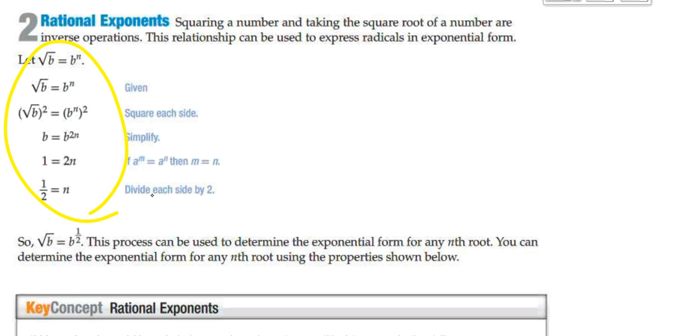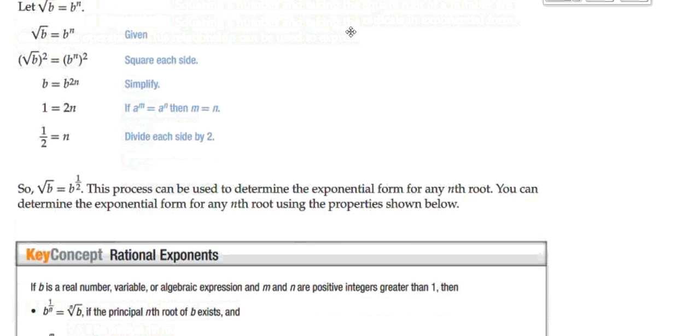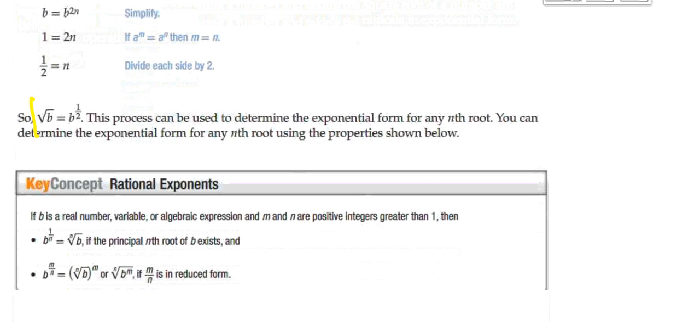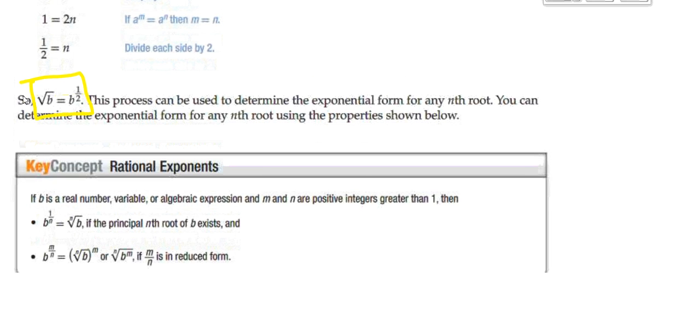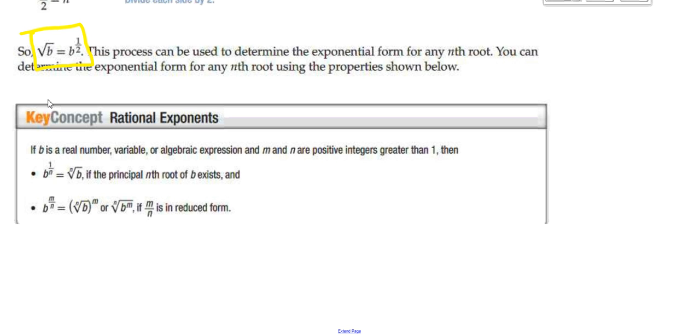So that's just this development at the top of this slide, so I'm not going to reread that. But the big thing we want to get out of that is that the square root of b is b to the 1/2, and we can do that for any nth root. And this next piece here, I do want you to write about rational exponents, but I think this is a little hard to see, so I'll be rewriting these as I read them.